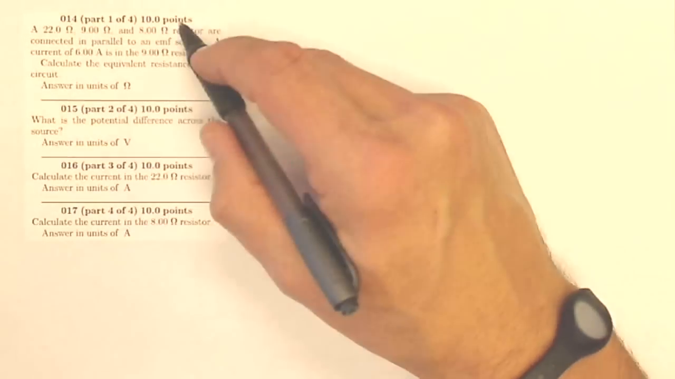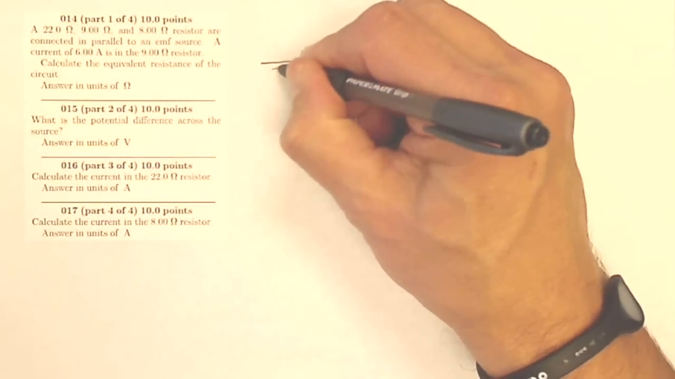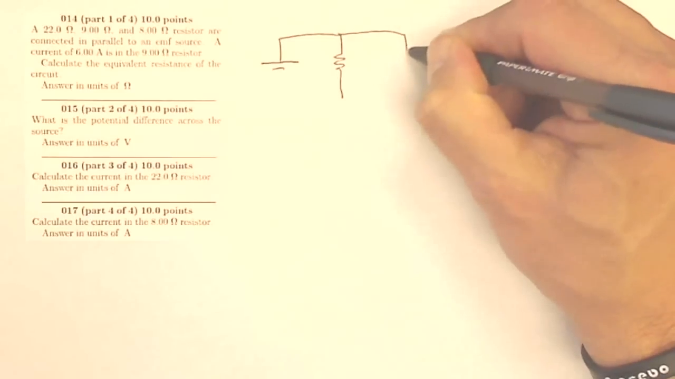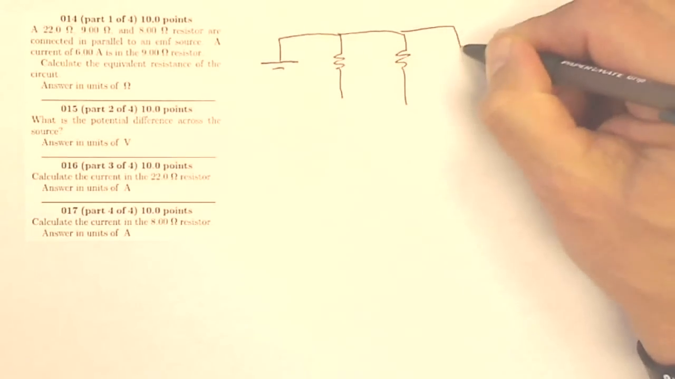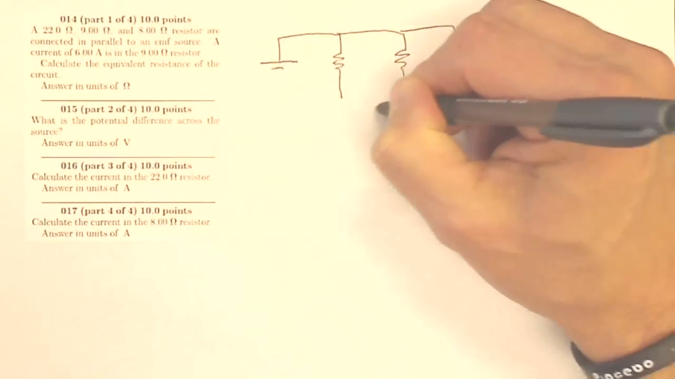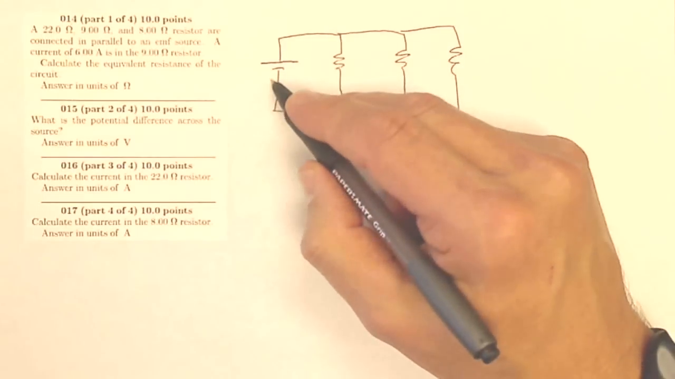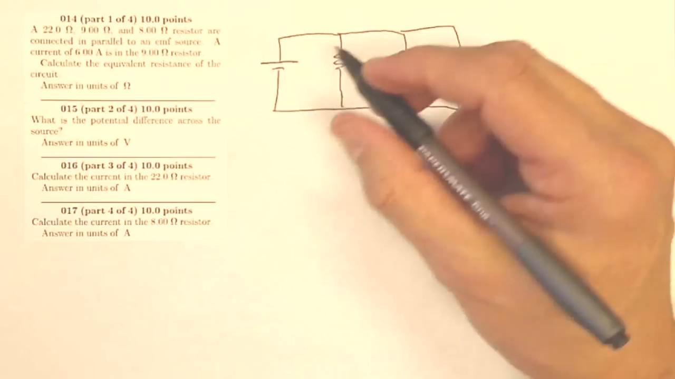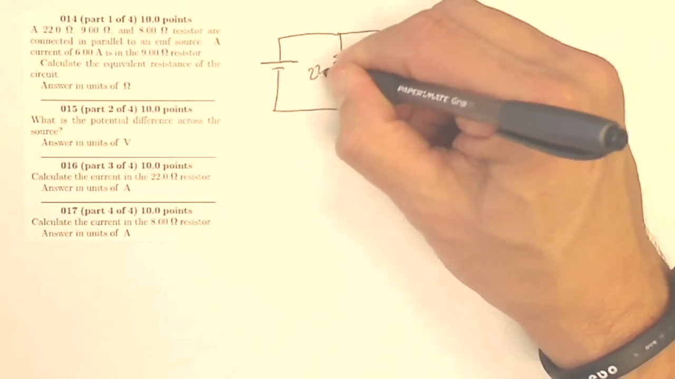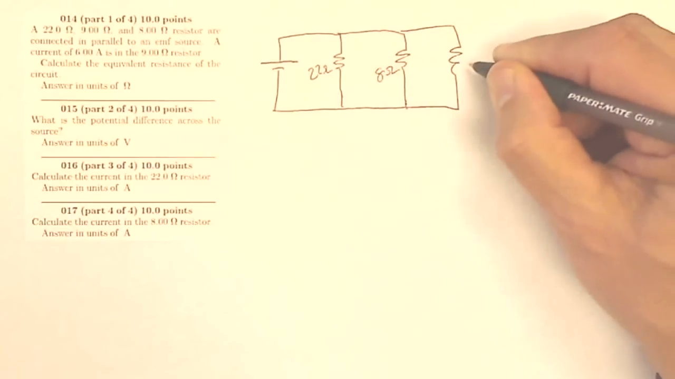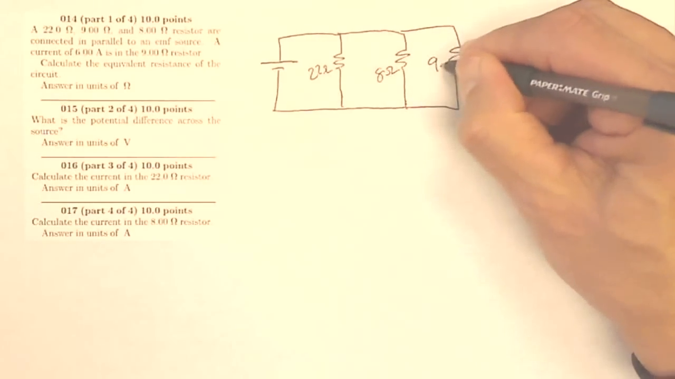So let me draw these 3 resistors in parallel with the battery. So there's my battery. There's one resistor. There's another resistor. There's another resistor. All 3 of those will connect back into the battery. So this is 22 ohms. This one is 8 ohms. And this one is 9 ohms.